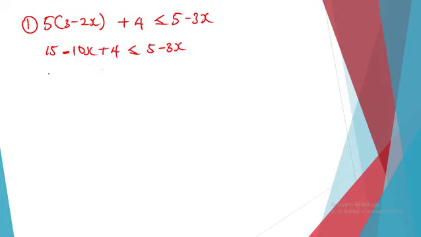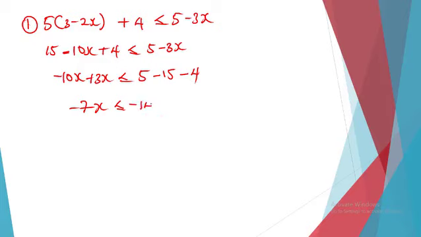If we collect like terms, we have minus 10x, and this minus 3x crossing over becomes plus 3x, is less than or equal to 5. This 15 crossing becomes minus 15. This 4 crossing becomes minus 4. So minus 10x plus 3x gives minus 7x, is less than or equal to 5 minus 15, which gives minus 10, then minus 4 gives minus 14.